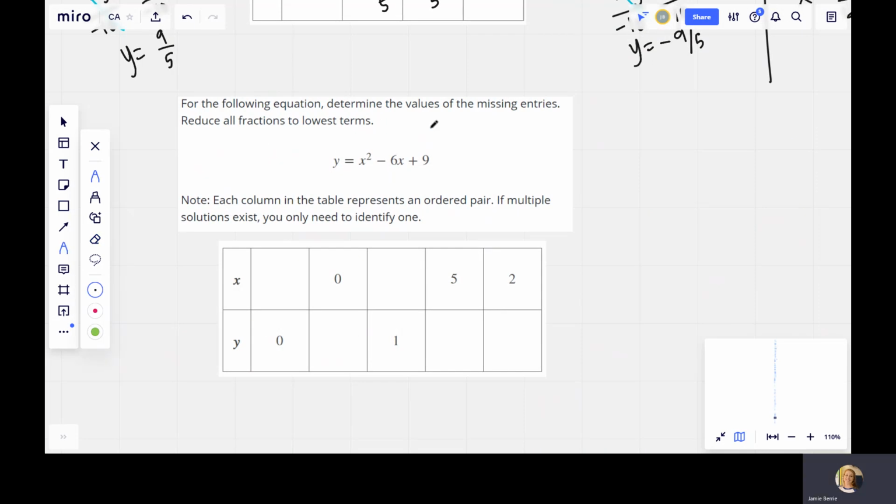All right, so we have, again, same directions. This is number 3. For the following equation, determine the values of the missing entries. Reduce all fractions to lowest terms.